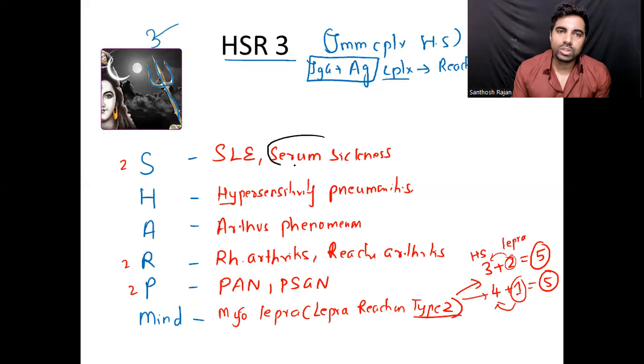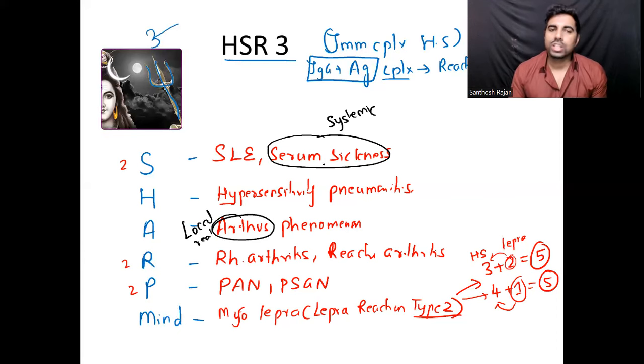One more thing: serum sickness is a systemic reaction, whereas Arthus is local. It's a local reaction. Both are basically checking for allergy. When the drug compound is small, it goes all over the body, systemic. But when the compound becomes big, it just remains at the site of injection and causes a local reaction. That's it. So you remember only these names: SLE, hypersensitivity pneumonitis, and the sharp mind. That's it. For hypersensitivity reaction 3, very simple. You must not forget.